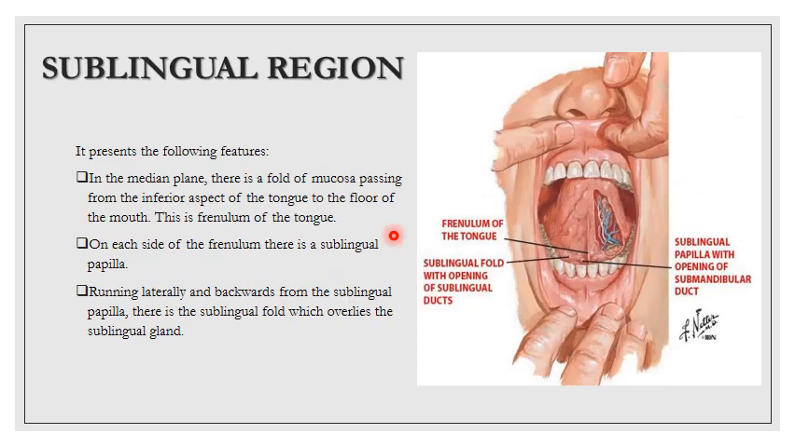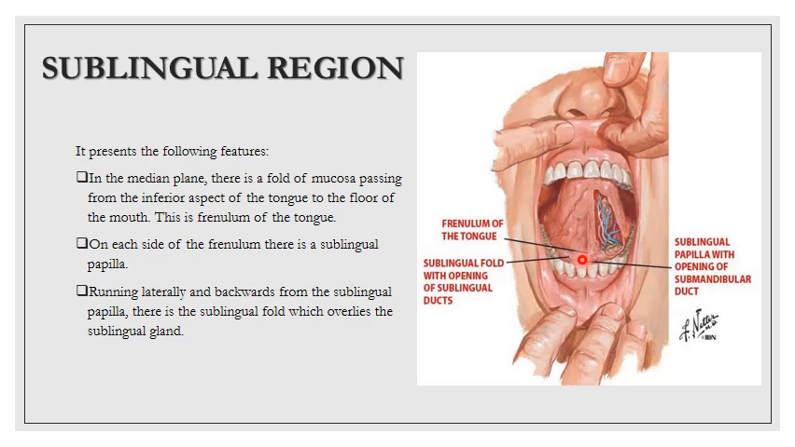Now here are some external features of the sublingual region. As you all know, the sublingual region is present at the floor of the mouth and below the tip of the tongue. When the tongue is elevated, you can see these external features. First of all, in the median plane, here is the fold of mucosa that extends from the inferior aspect of the tongue to the floor of the mouth. This is called the frenulum of the tongue.